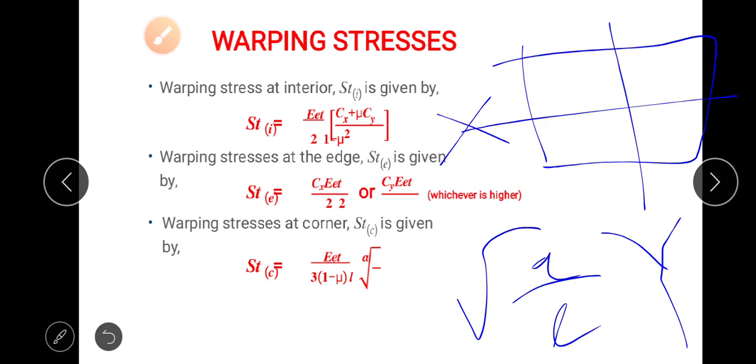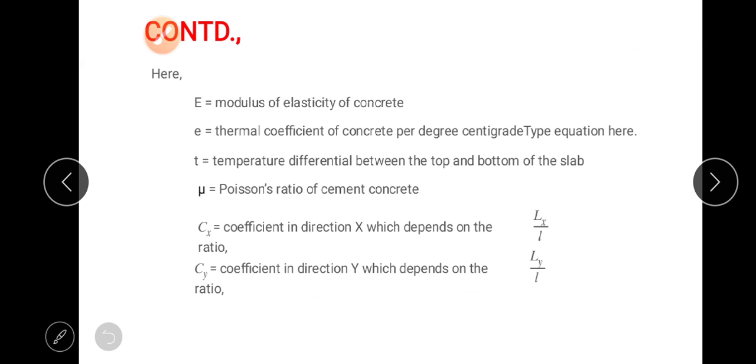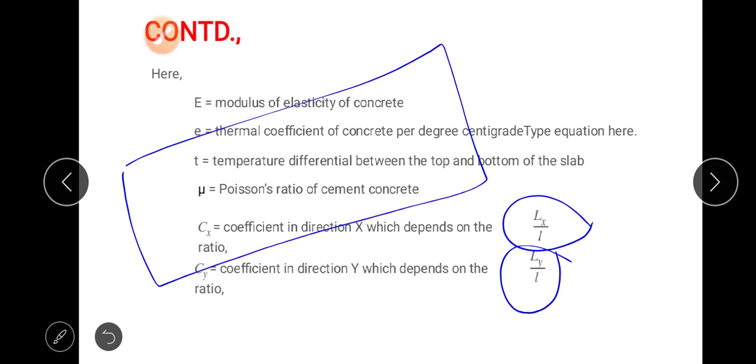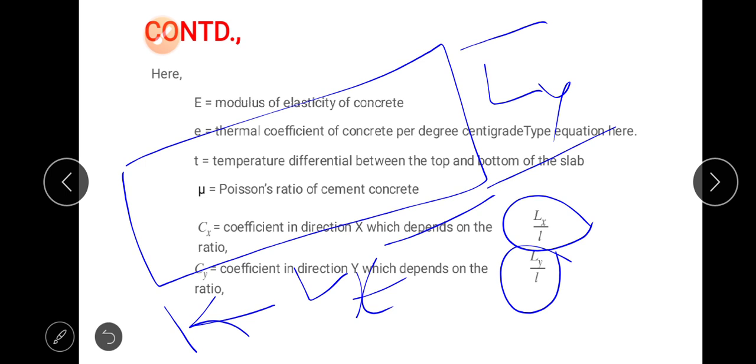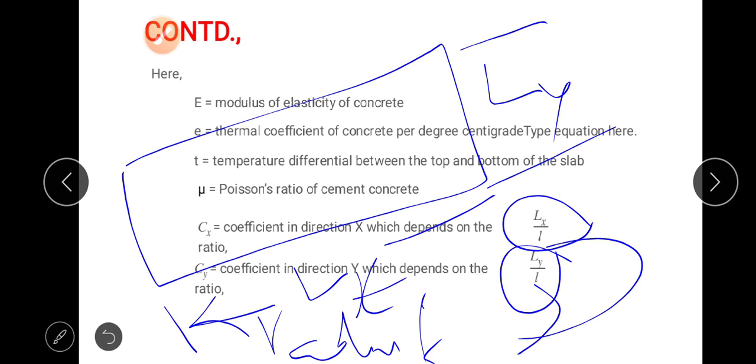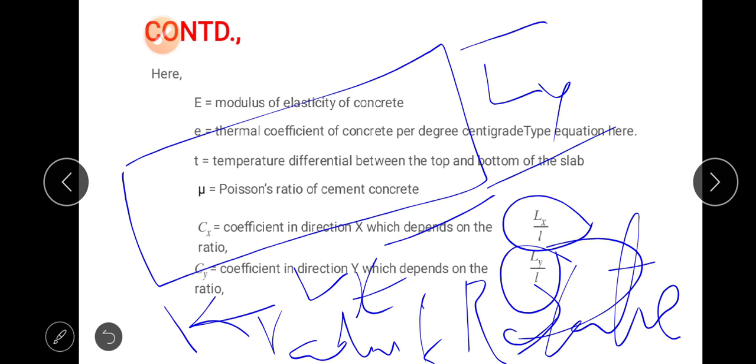Okay? Everything, whatever I have told. So, Cx is a function of Lx by L, Cy is a function of Ly by L. Suppose this is L, this is Lx, and this is Ly. So Lx by L, where L is the radius of relative stiffness. L is, in both the cases, radius of relative stiffness, which is given by (H cubed divided by 12 K into 1 minus mu squared) whole to the power of 1 by 4.